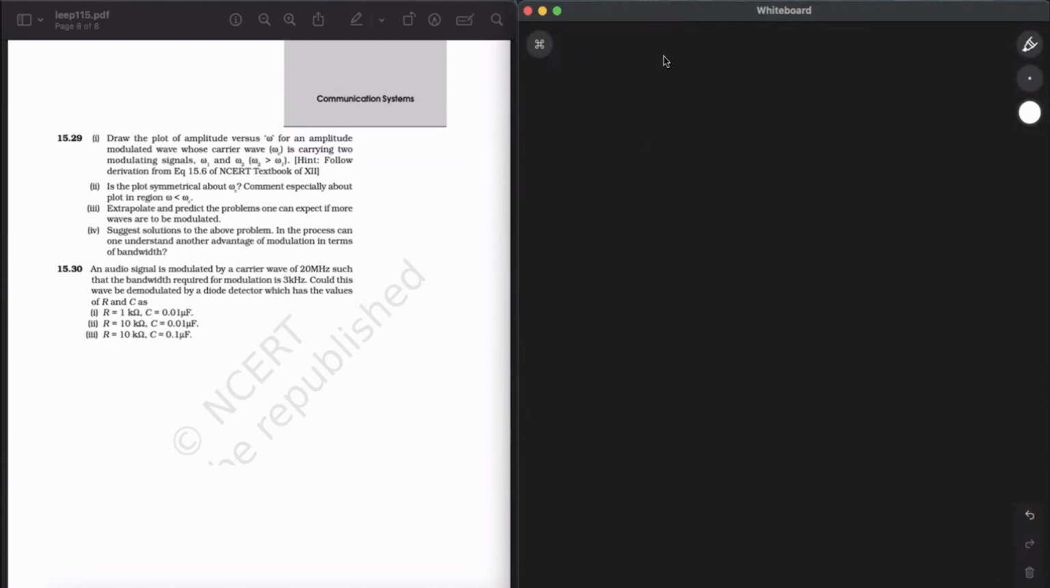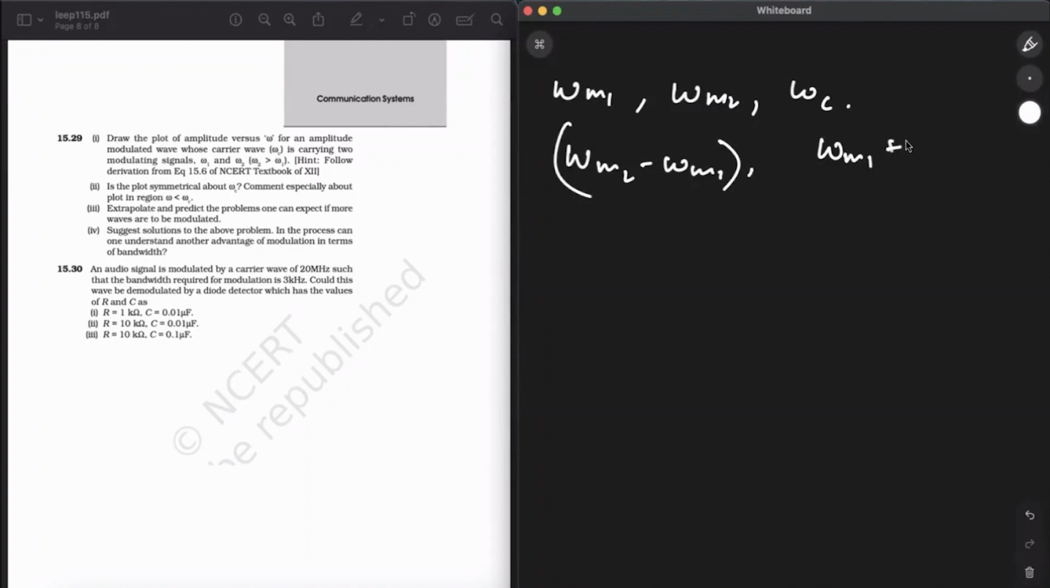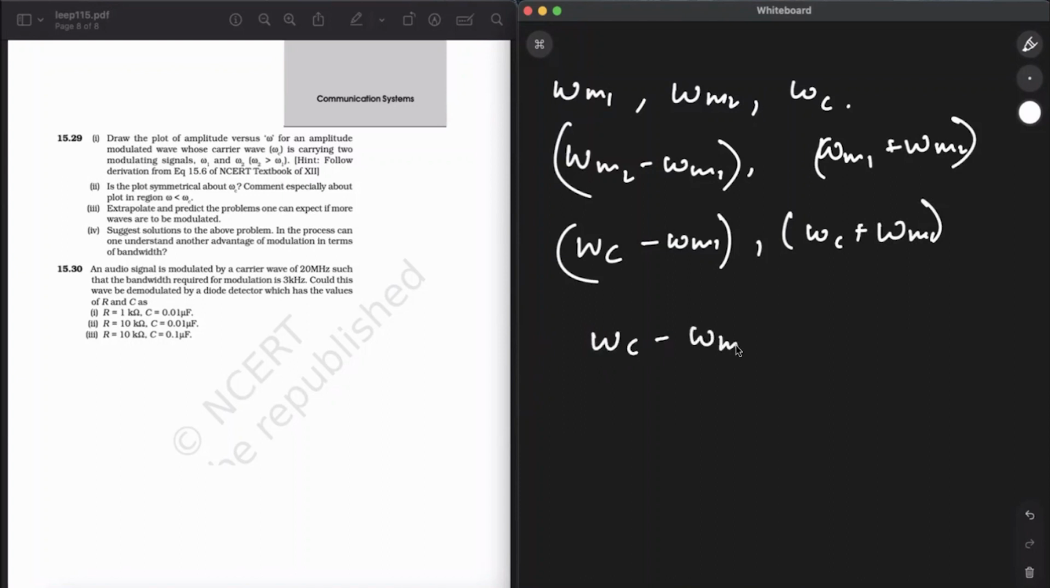So the frequencies that are present are omega m1, omega m2, and carrier frequency omega c, omega m2 minus omega m1. We are just taking the different frequencies that we have in the sine or cos form, right? Omega m1 plus omega m2. Again, omega c minus omega m1, omega c plus omega m1, omega c minus omega m2, omega c plus omega m2. So 1, 2, 3, 4, 5, 6, 7, 8, 9 different frequencies are there.